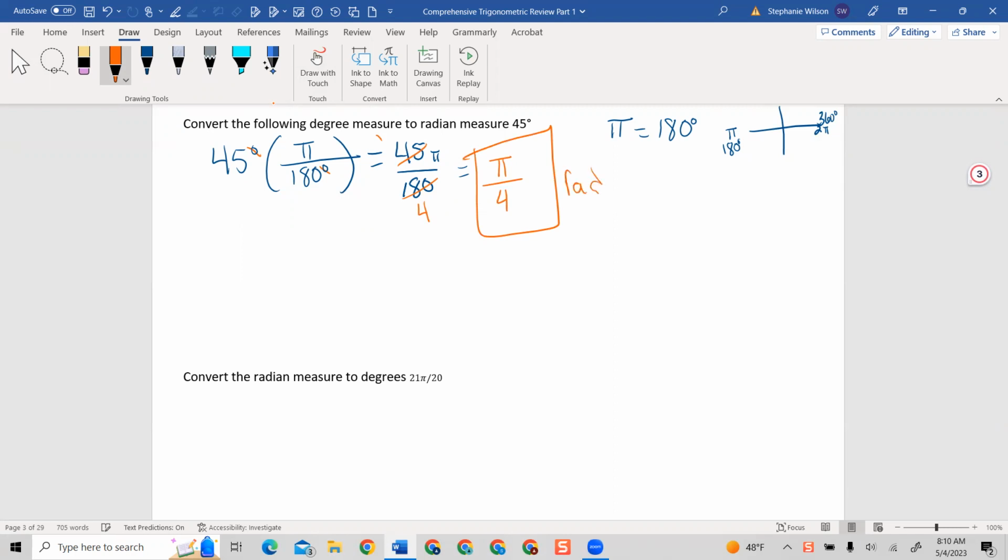And you may see some notation. It says radian, rad on it. You can write that. You don't have to always have it. But just make sure and read the directions. It may ask for it. You don't want to get it wrong just because of that.